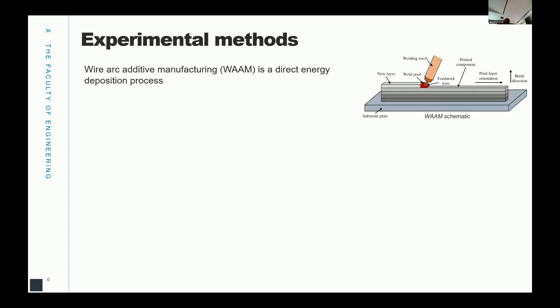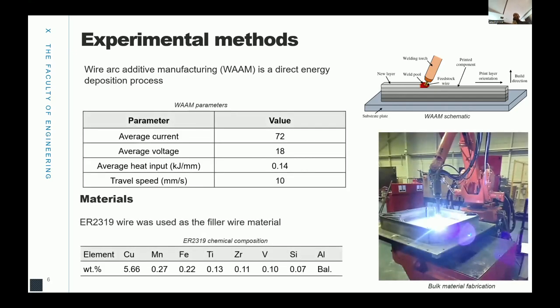For the experimental methods, for those who are not familiar with wire arc additive manufacturing, it is a direct energy deposition process which is used to manufacture a component layer by layer using, if you're familiar with welding, examples such as gas metal arc welding. These are the process parameters that we used to manufacture the bulk materials, and the material, as I've said, is the aluminum alloy 2319, which is an aluminum copper alloy.